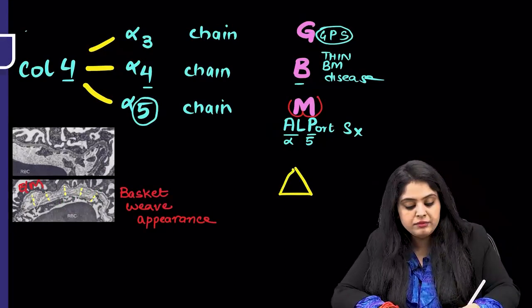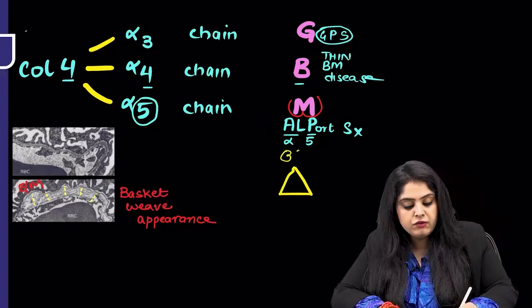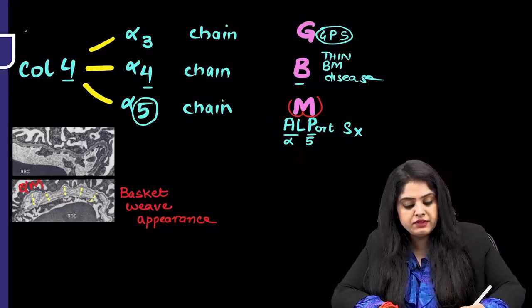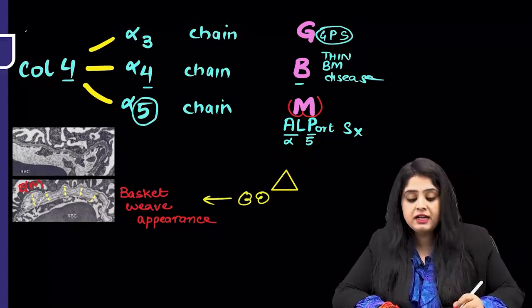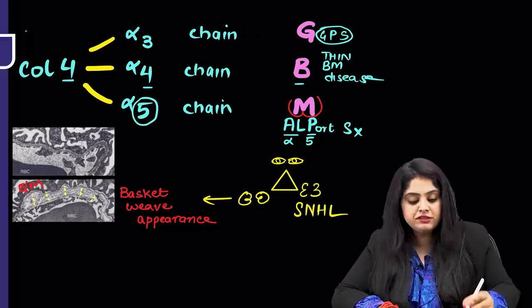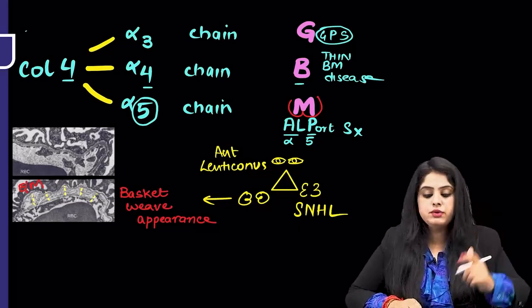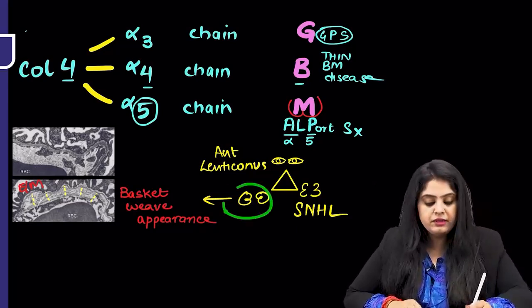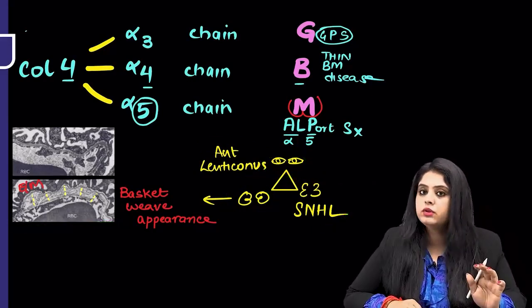Alport syndrome is basically a triad, and I have already told you what that triad is. The kidney is involved, and we have studied in the kidney that there is definitely a basket weave appearance. Other than that, the eyes are affected and the ears are affected. In the ears there is sensorineural hearing loss, and in the eyes there is anterior lenticonus. So 2 eyes, 2 kidneys, 2 ears. That is Alport syndrome. Kidney: basket weave, eyes: anterior lenticonus, ears: sensorineural hearing loss.